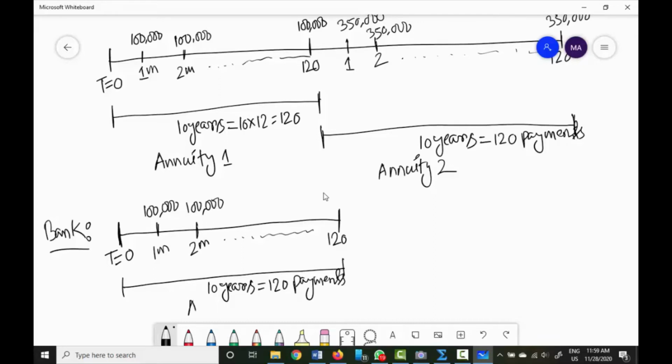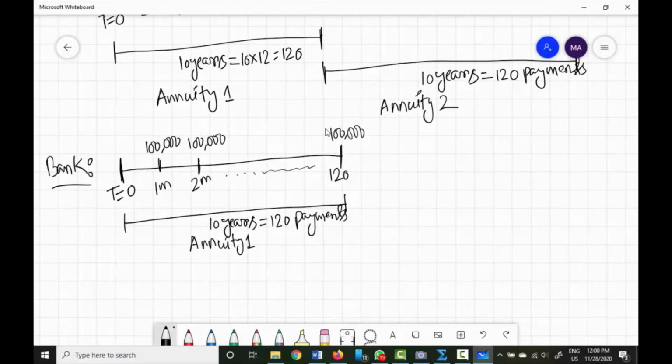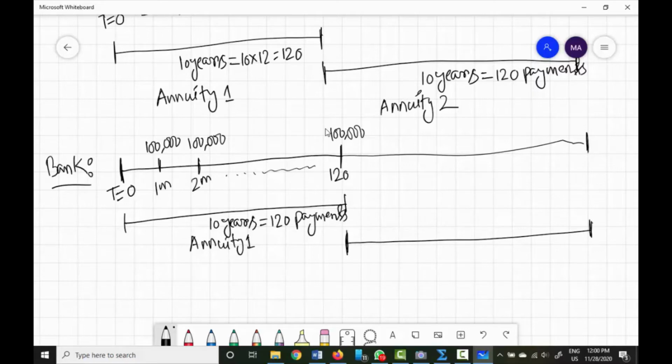So this is annuity. Let us consider that this is annuity 1. So to compare, like the insurance company, here also we will deposit the same 1 lakh taka at the end of every month, and that way up to 10 years, that is 120 payments. So we need to find out how much the bank will give us for the next 10 year period. That means the second annuity, for 10 years.